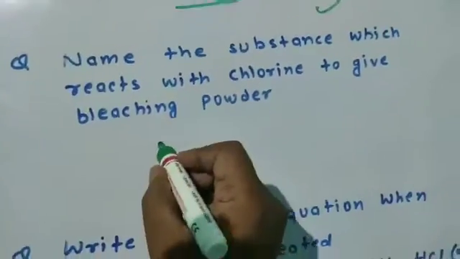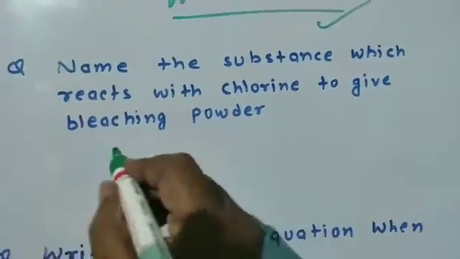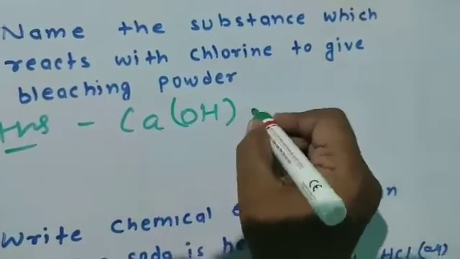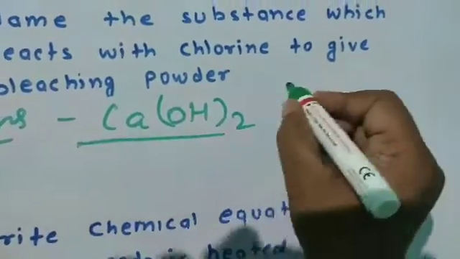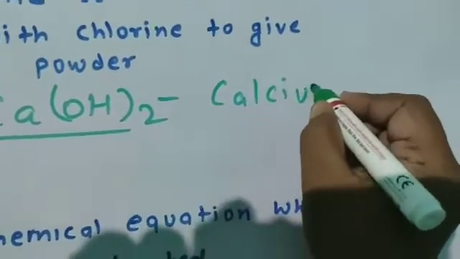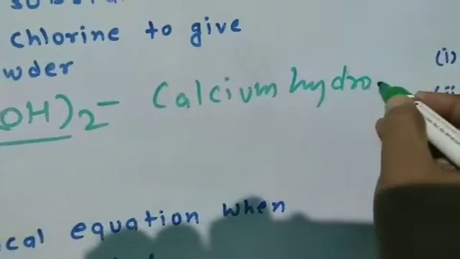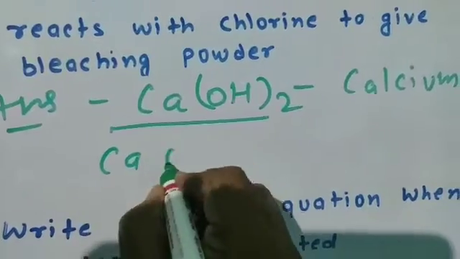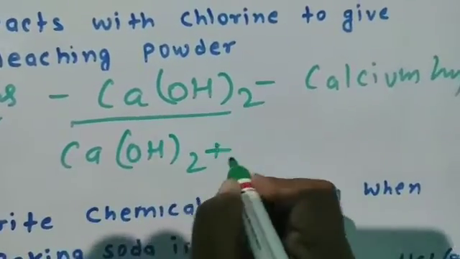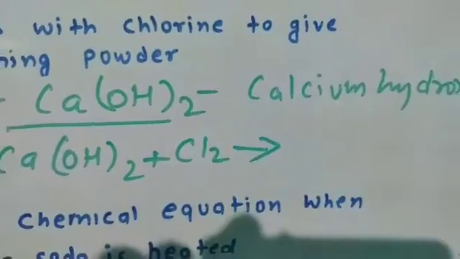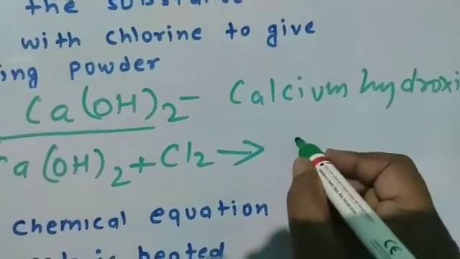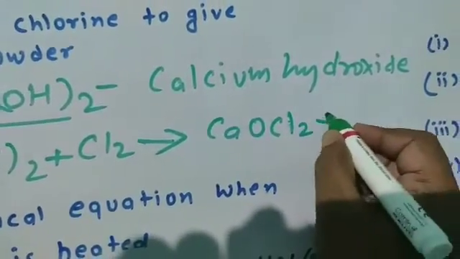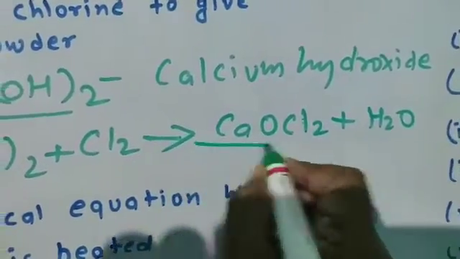Next question is, name the substance which reacts with chlorine to give bleaching powder. The answer is calcium hydroxide. When chlorine gas is passed into lime water, or calcium hydroxide, then bleaching powder is obtained.